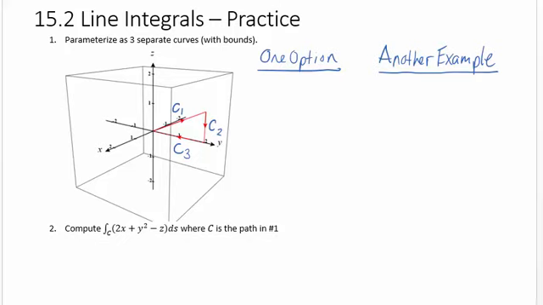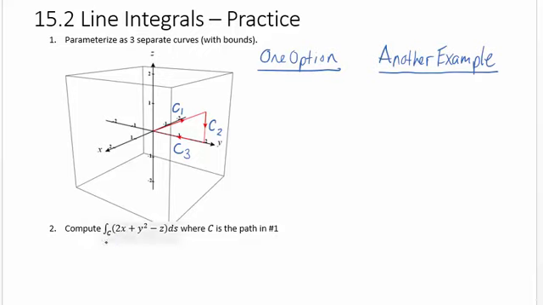Everyone, I decided I wanted to make a video going through the two practice problems from 15.2 notes since we didn't get to these in class, and 15.2 is a really important and kind of difficult section. So I would encourage you to try and work through these first on your own, and then you can come look here and see how I approached the problem.